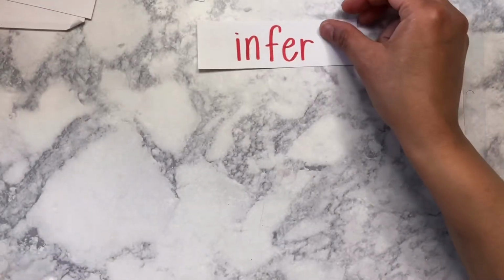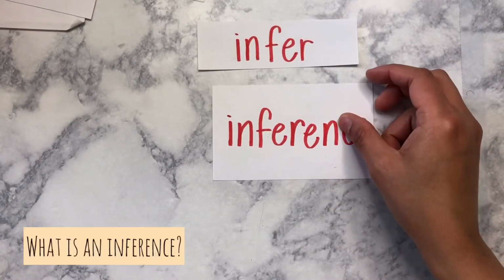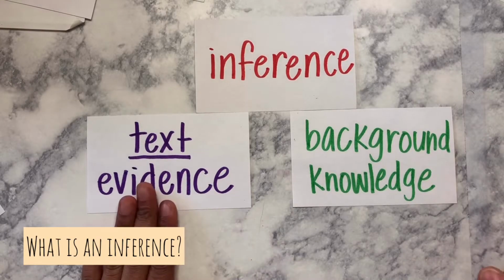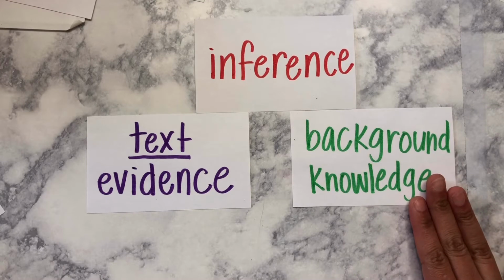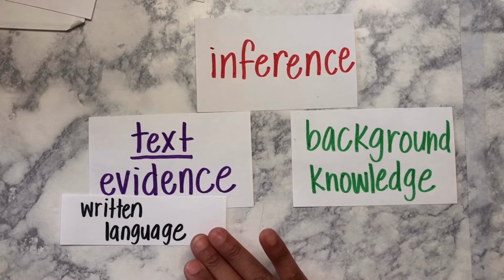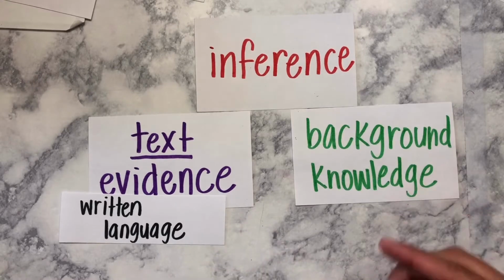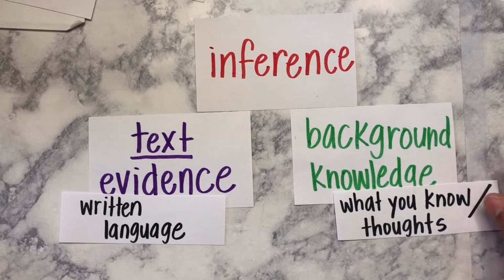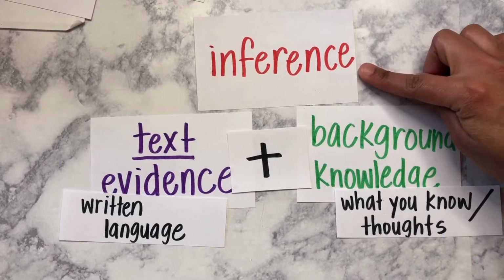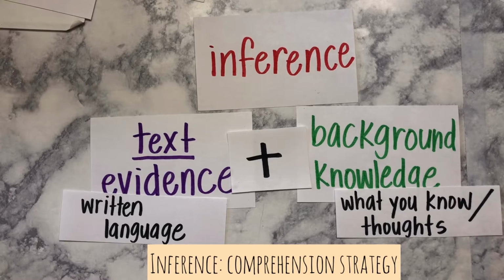So to infer is to make an inference. What is an inference? An inference is made using text evidence and your background knowledge. Text evidence is the written language found right within the text. Your background knowledge is using what you know and your thoughts. When you add these two together, you're able to make an inference. This is a comprehension strategy that readers use to help them understand what they read.